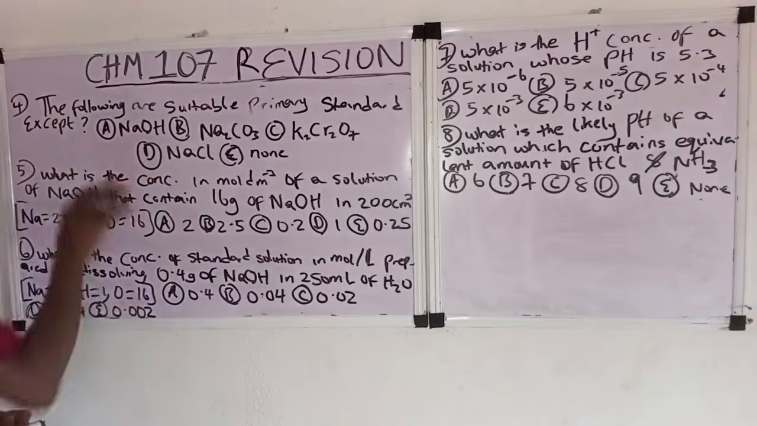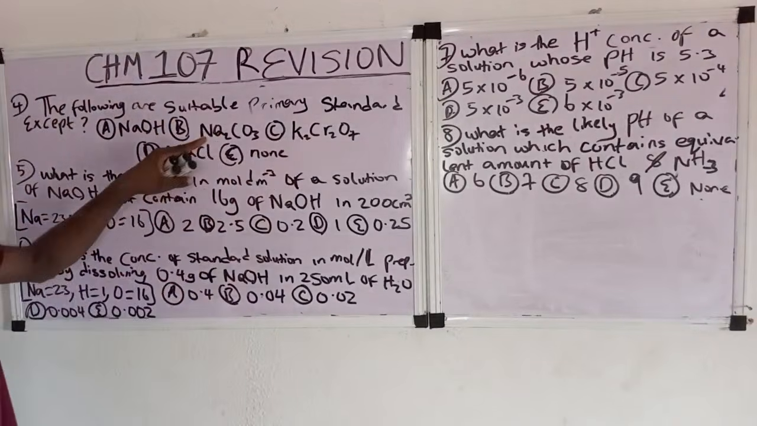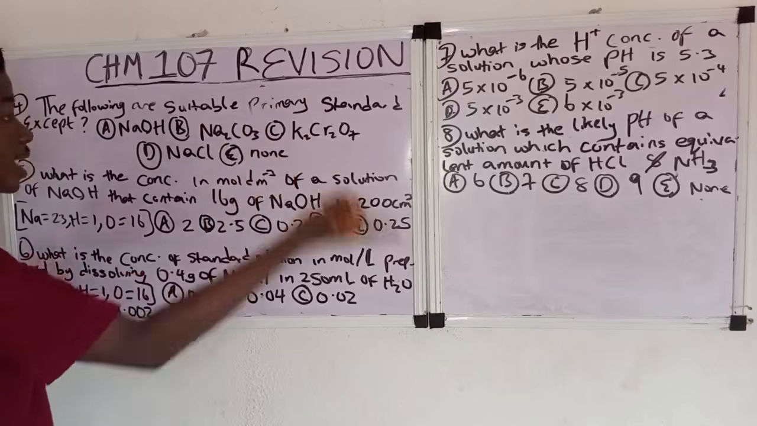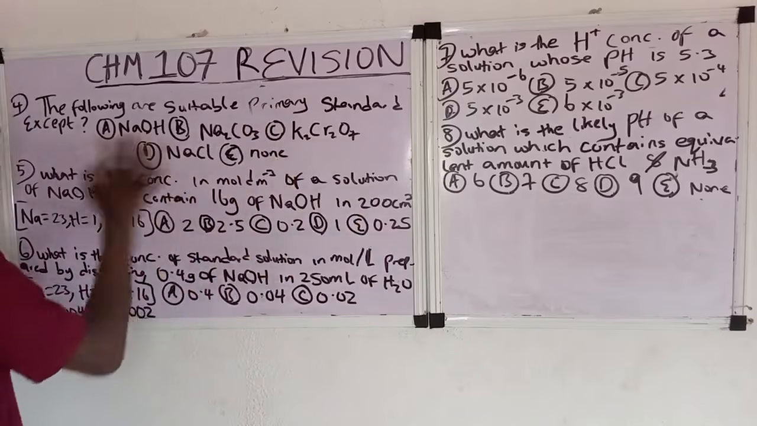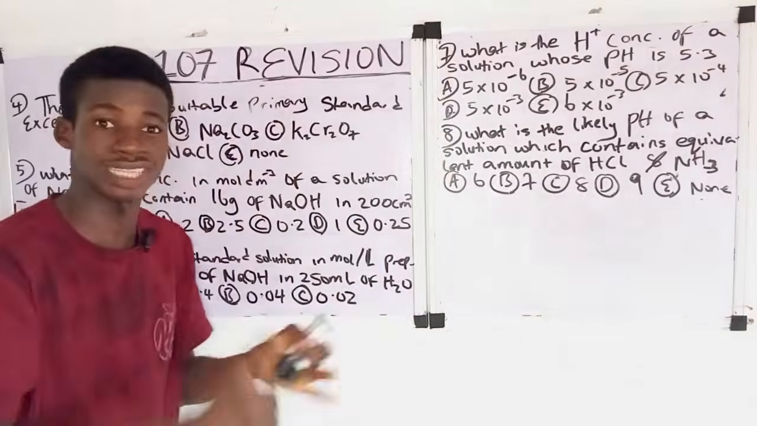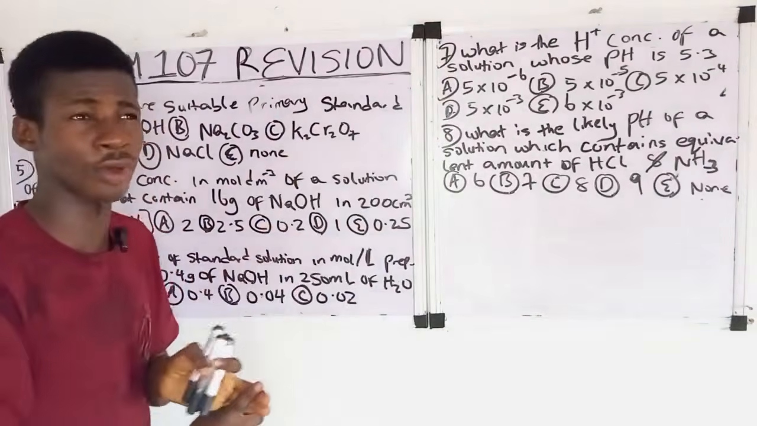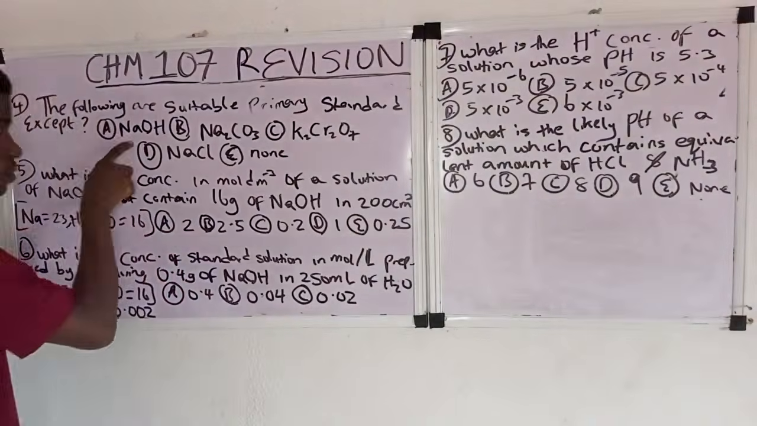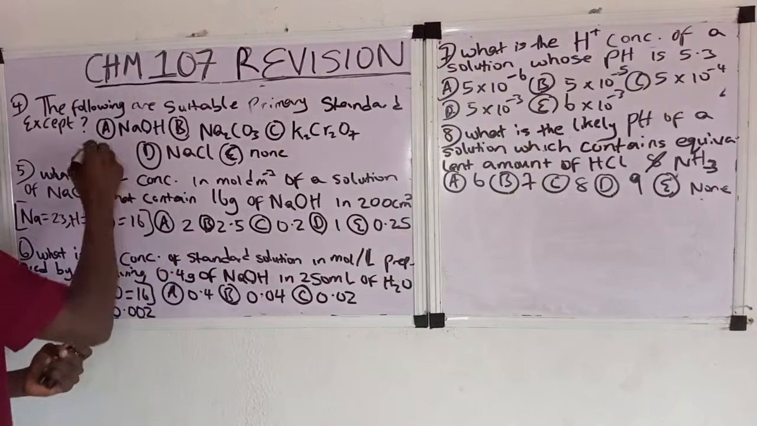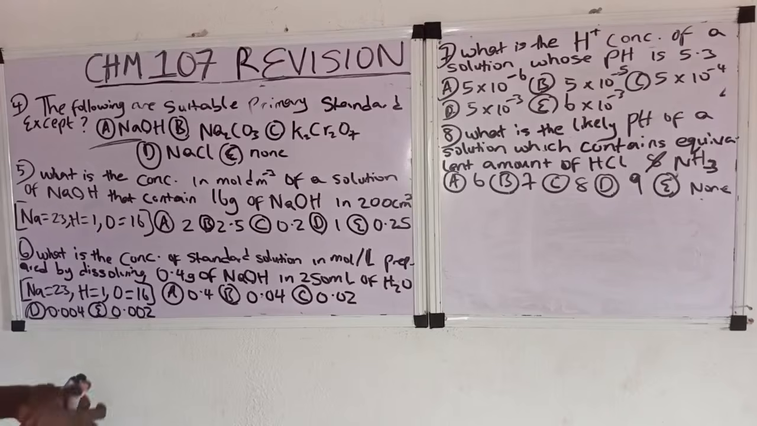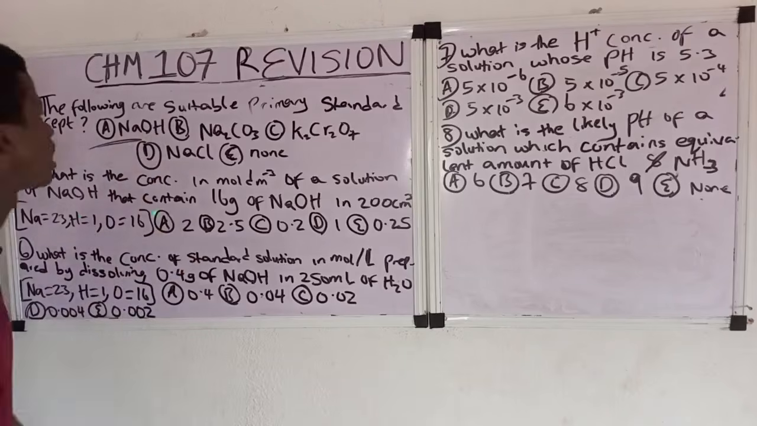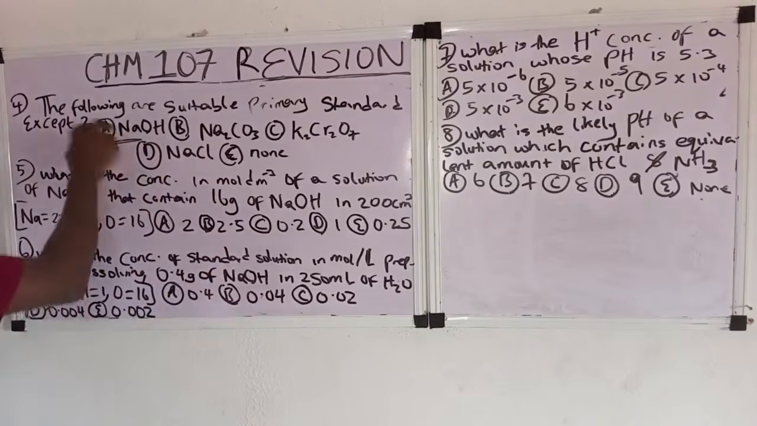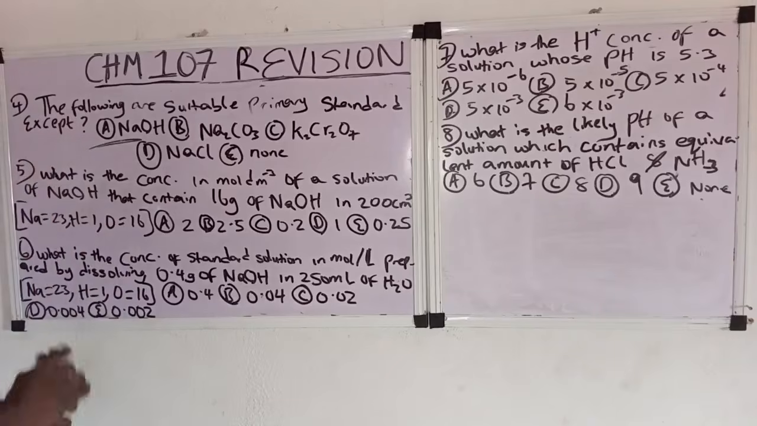So all of these substances are suitable primary standards, such as sodium carbonate, potassium dichromate, sodium chloride. They are not deliquescent, not hygroscopic, they are pure, and they have definite composition. Therefore, the answer here is sodium hydroxide. Sodium hydroxide is not a suitable primary standard because it is deliquescent.